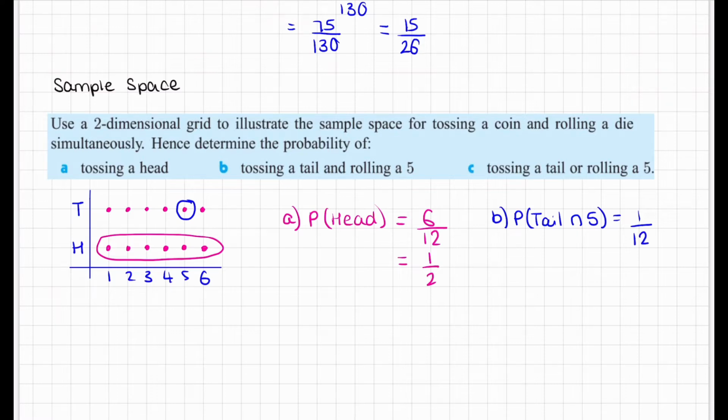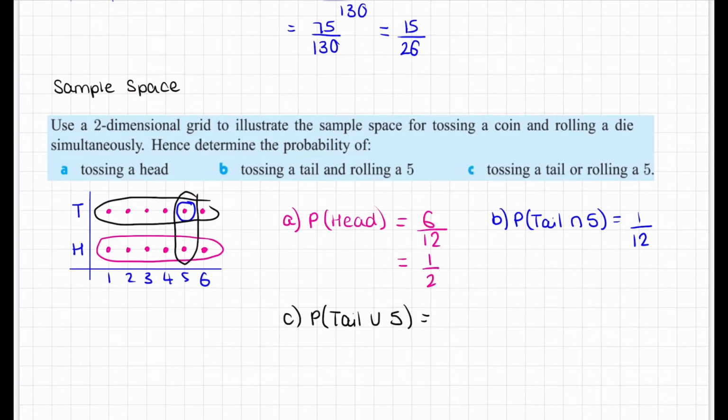Then C, we want the probability of a tail or, so the union, a 5. Now a tail or a 5 means we want all the tails and all the 5s. And from this, we just look at how many dots are in all those black circles, and there are 7. So it's 7 out of 12.